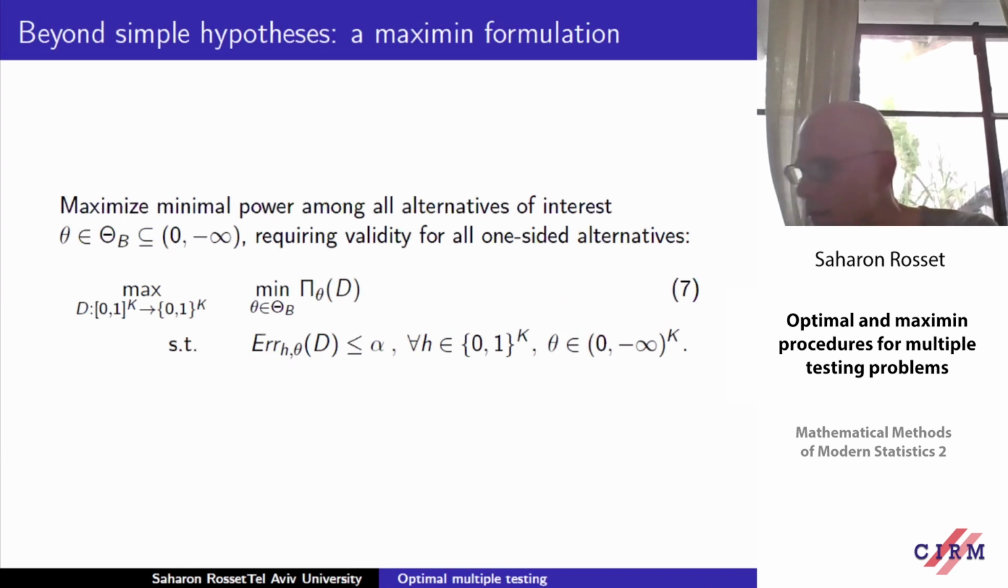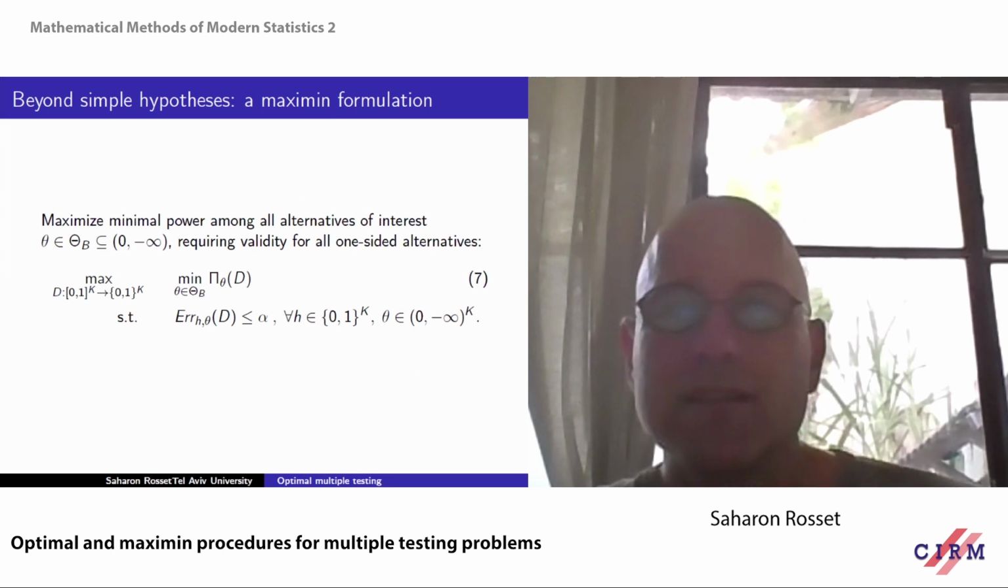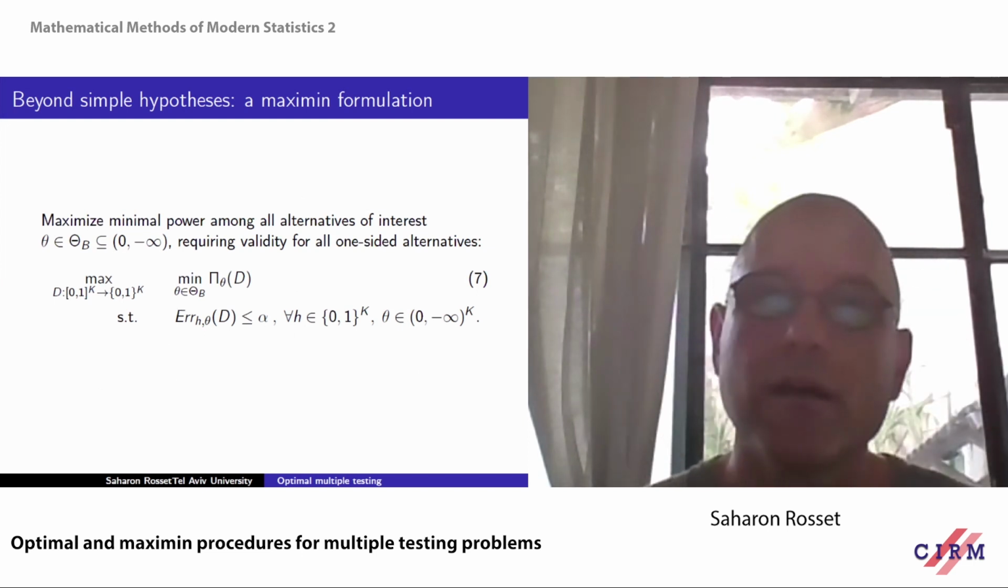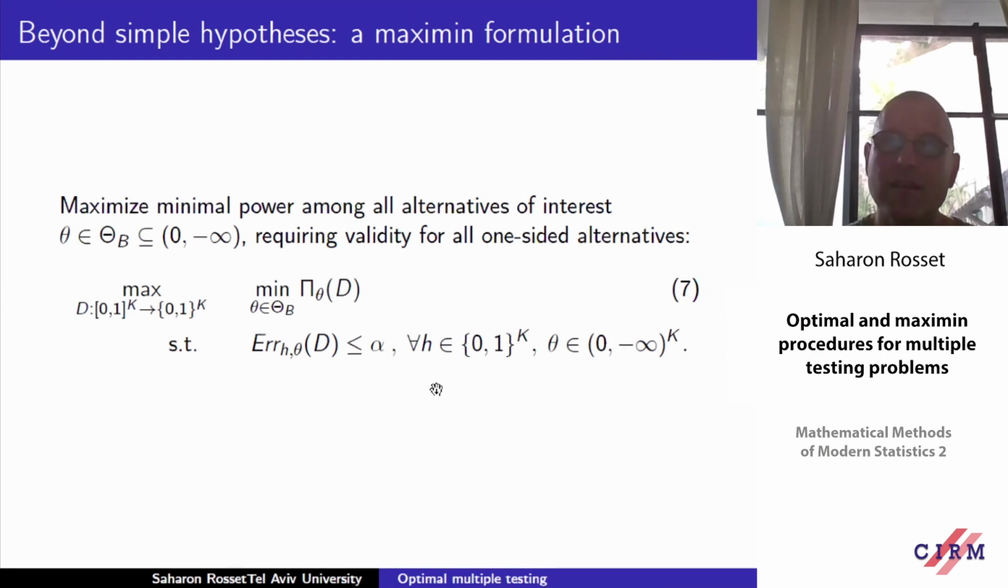So what I'm going to be talking about today is dealing with complex alternatives under strong control. And in Ruth Heller's talk, she's going to be touching on solving high-dimensional problems by moving from strong control to the 2-group model. Okay. So what do we mean by maximin? By maximin, we mean that instead of assuming a simple null and simple alternative as before, we actually have a one-sided alternative.